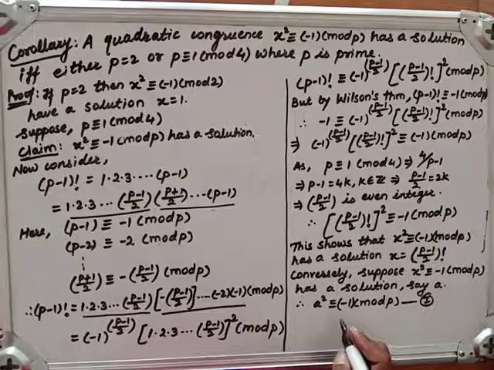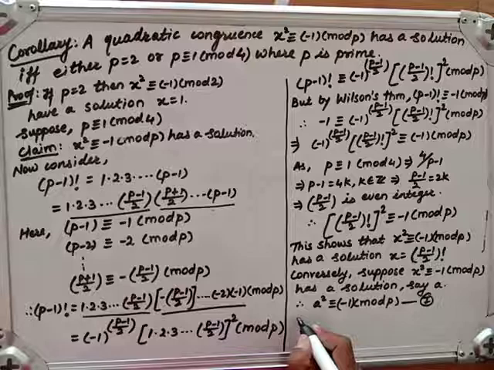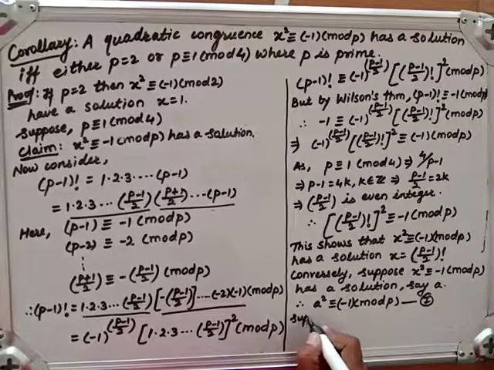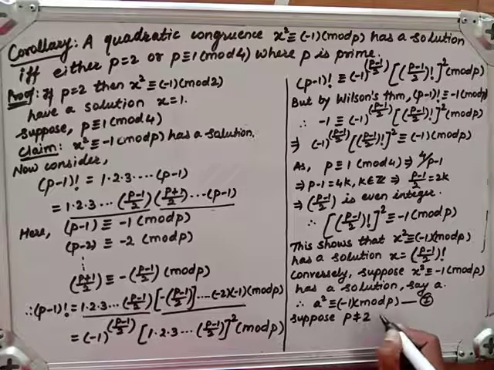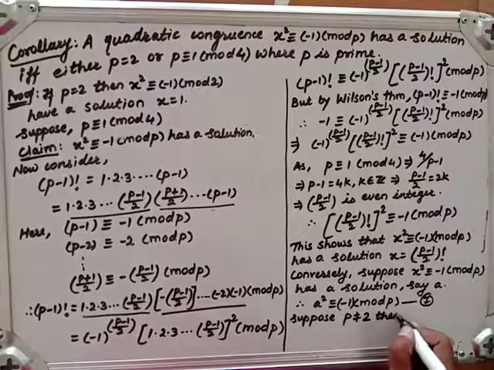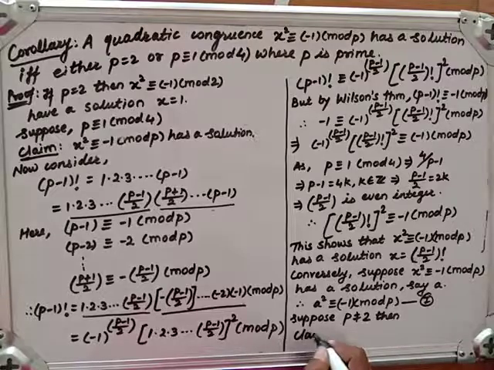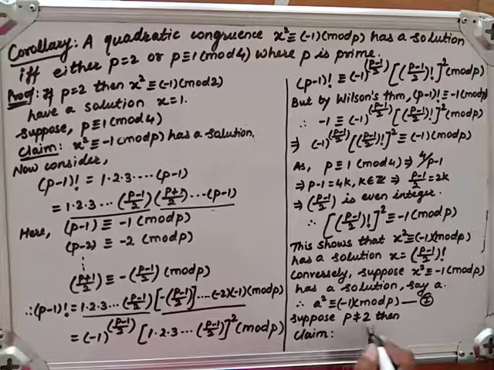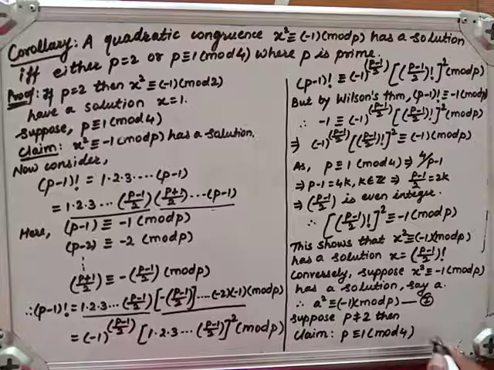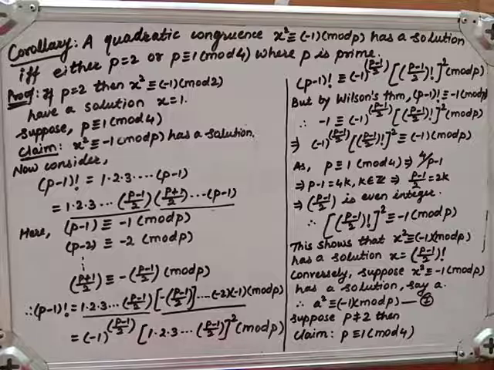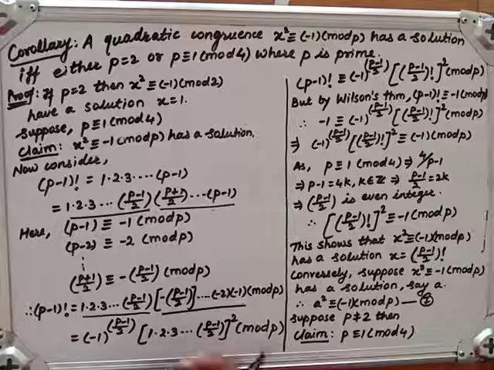Now suppose P is not equal to 2. Then what will be our claim? If P is not equal to 2, then P must be congruent to 1 modulo 4. This should hold, and if this does not hold, P must be equal to 2. So this is our aim. We will assume P is not equal to 2.